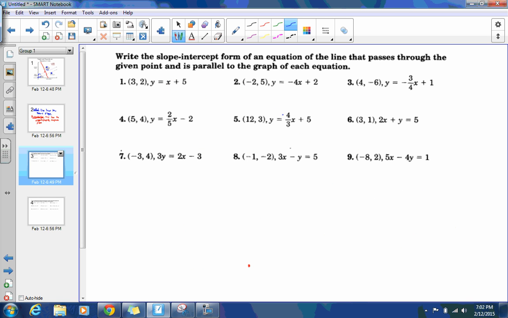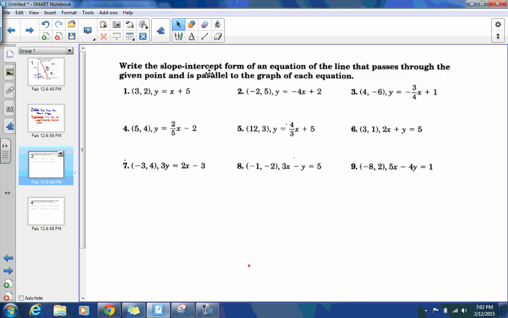So I'm going to work through an example or two from what we have here. The question says, write the slope-intercept form. So first of all, we're going to write slope-intercept form, which is, as we know, y equals mx plus b, where m is the slope and b is the y-intercept. So we're going to write it in that form of the line that passes through the given point. Each one has a given point and is parallel to the graph of each equation. So that means for it to be parallel, we have to find the same slope.